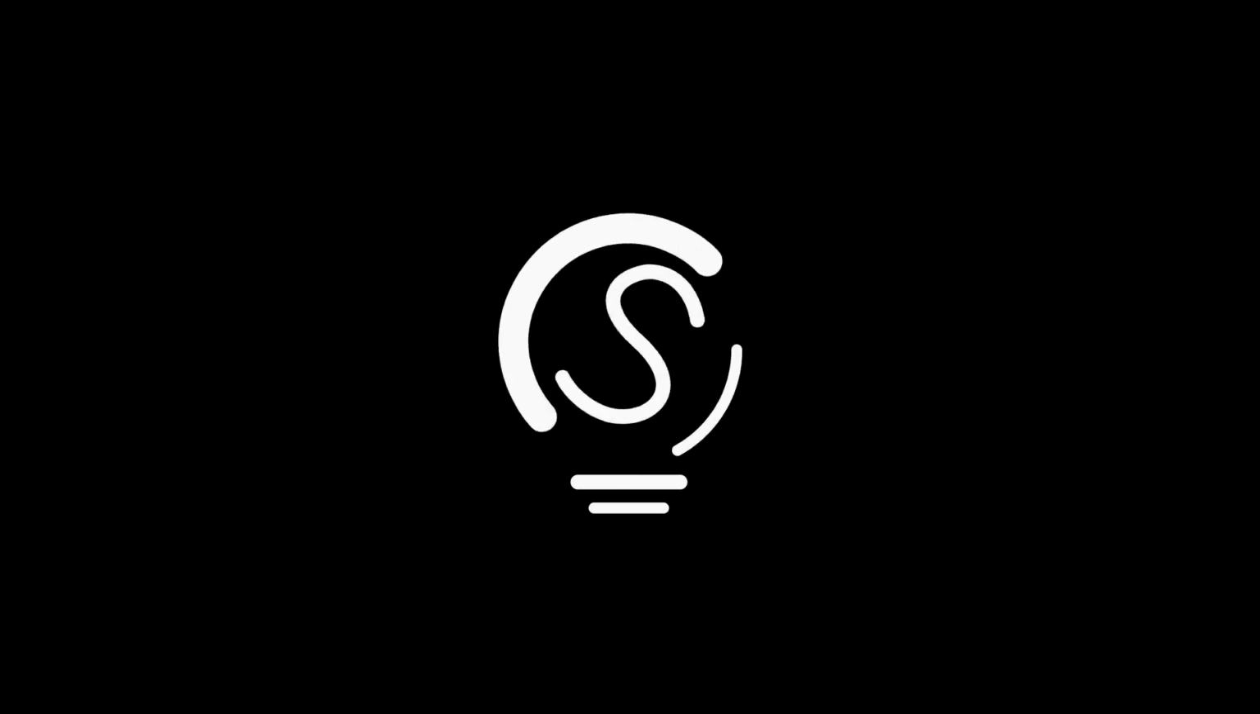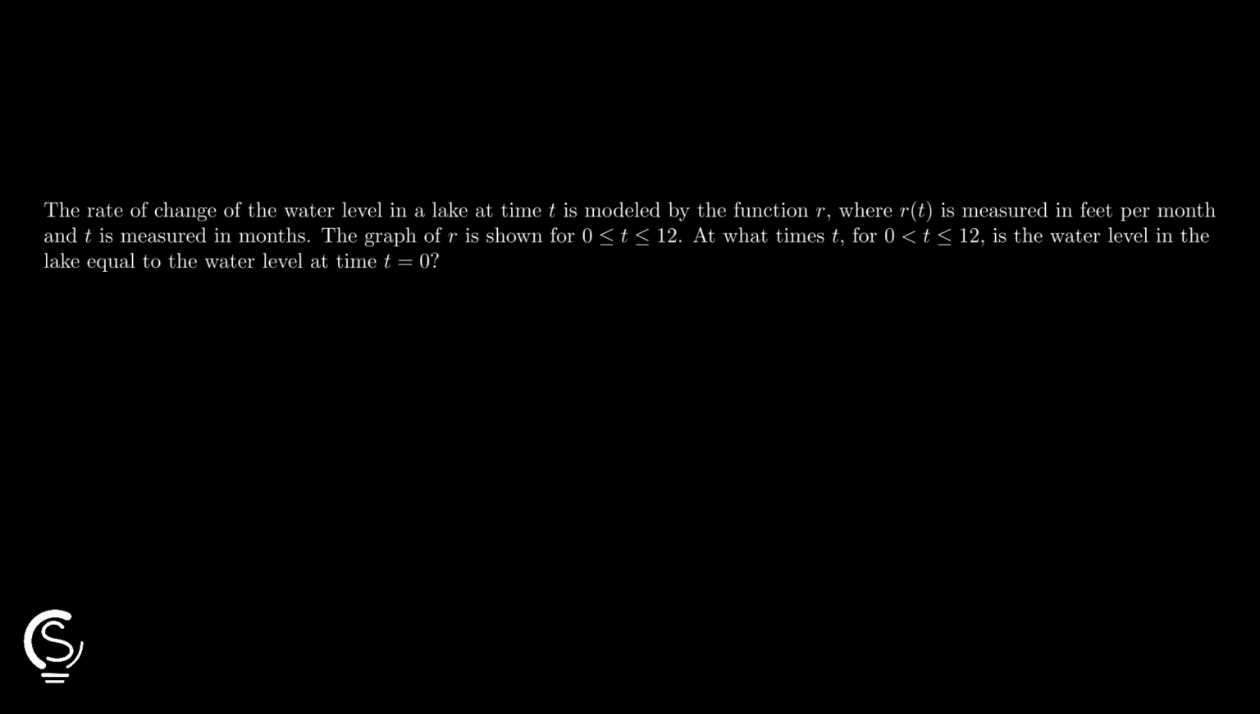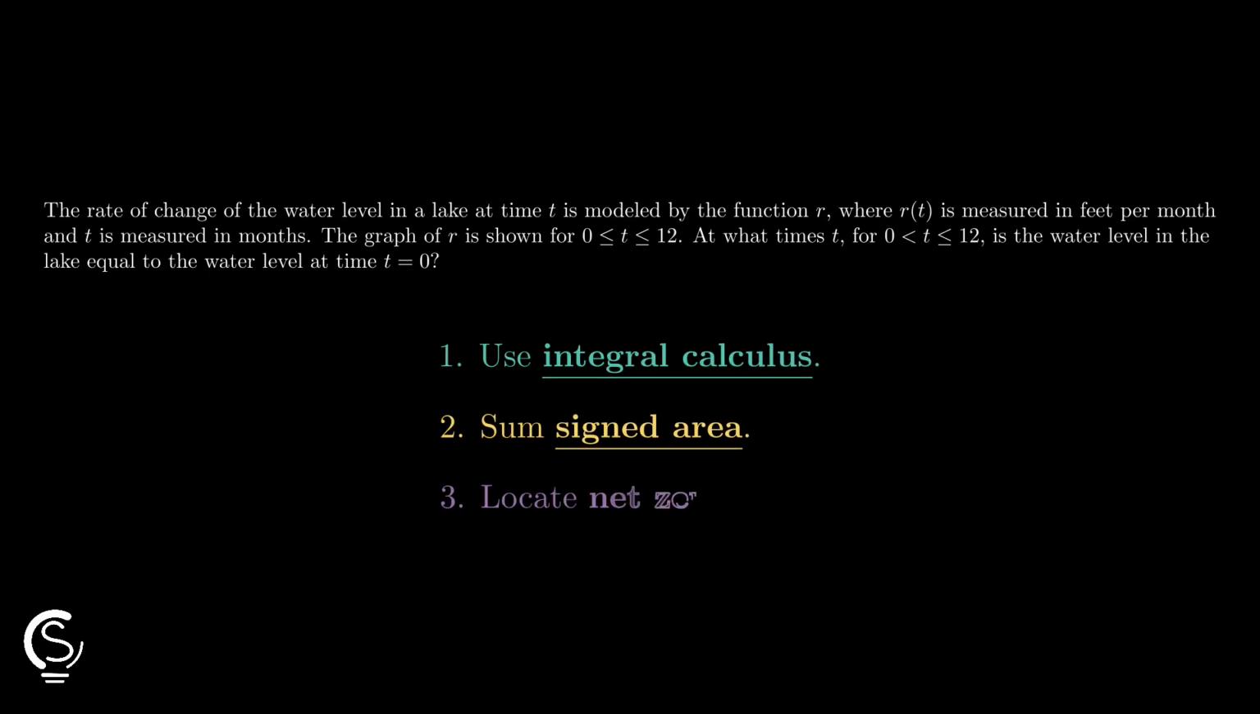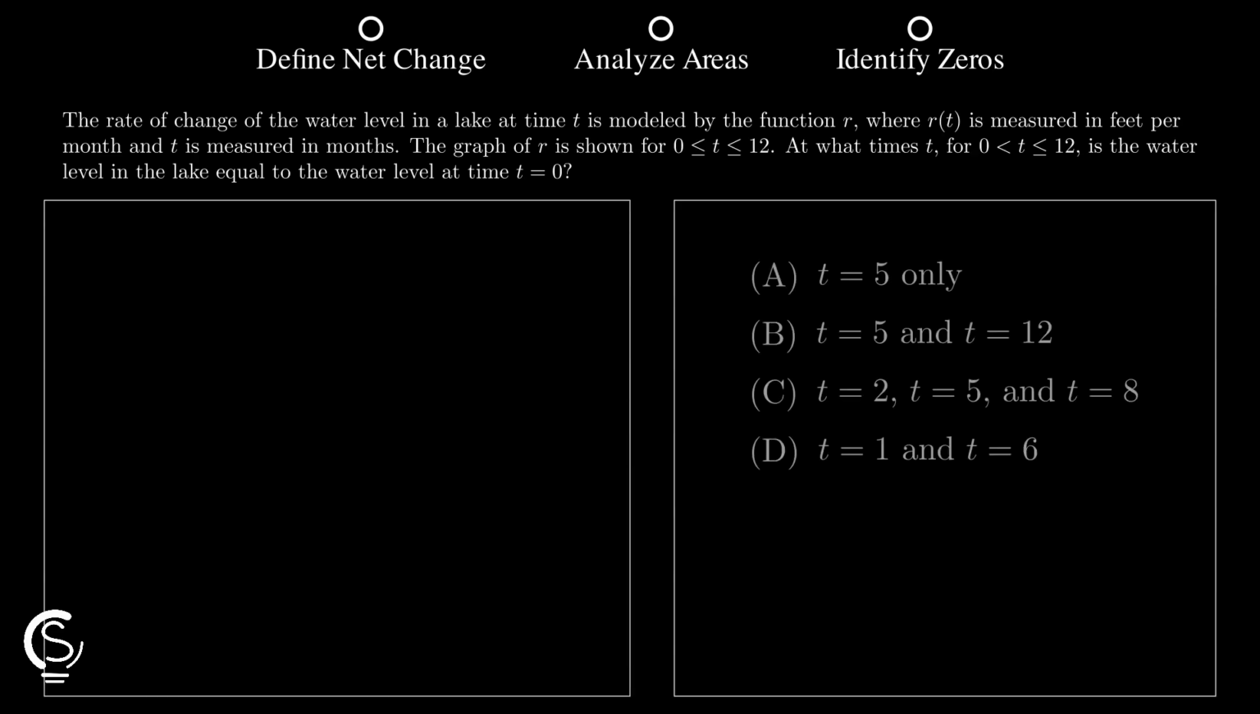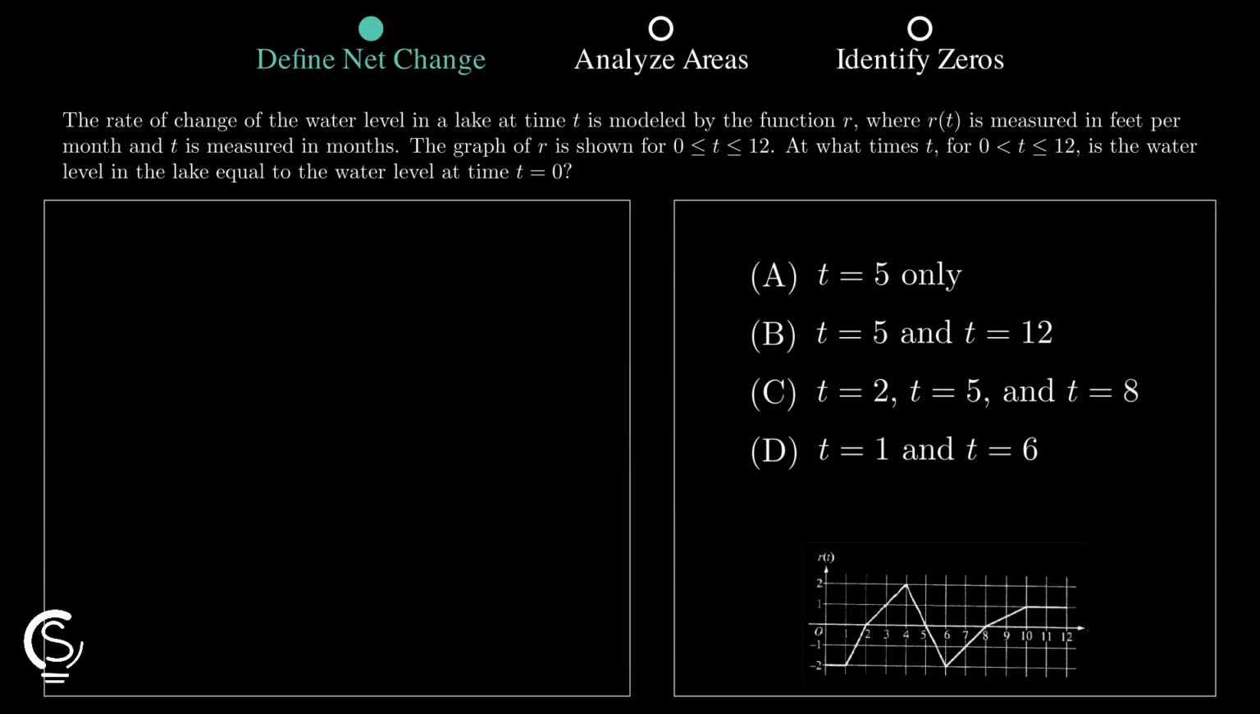Let's level up. Calculus problems involving net change are actually super simple if you follow these 3 quick steps to find where the total accumulation hits exactly 0 today. The water level at time t equals the level at 0 when the net change is 0. This means the integral of the rate function from 0 to t is 0.